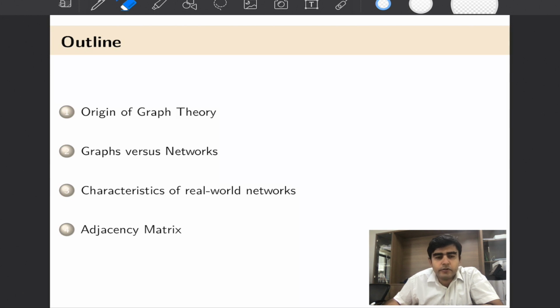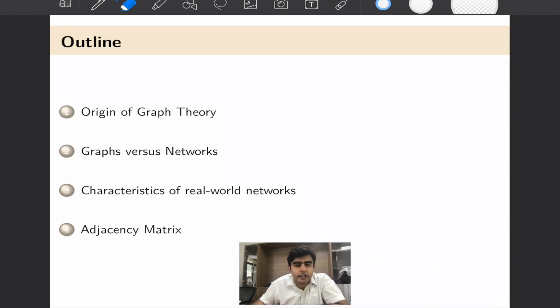And then we will also look into some of the quantitative characteristics of networks, which borrow concepts from graph theory. And we will try to understand what these characteristics mean for real world systems, exemplified on a few systems that we see in our daily life.